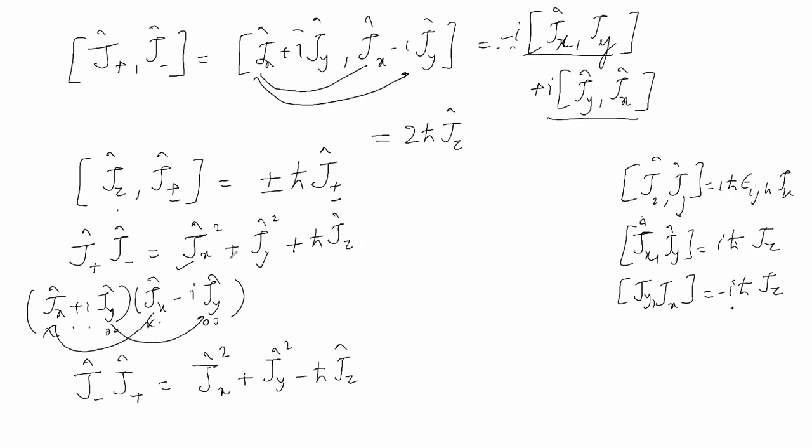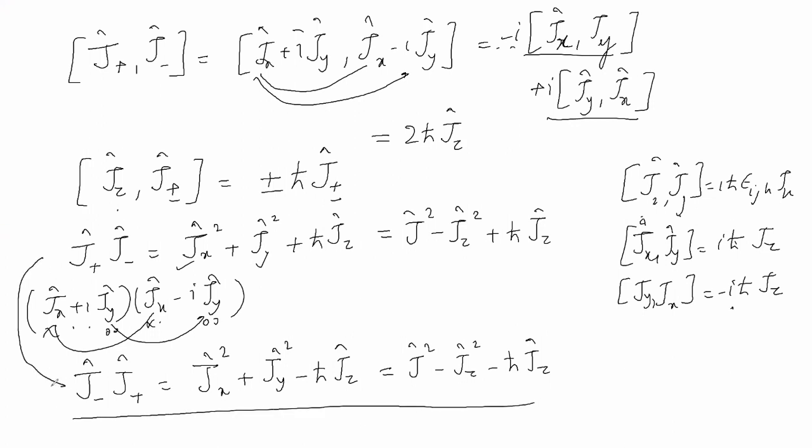And since we know that J square is Jx square plus Jy square plus Jz square, therefore I can write this also as J square minus Jz square plus ħ Jz, and this as J square minus Jz square minus ħ Jz. Okay, this is J square minus Jz square plus ħ Jz, and this is J square minus Jz square minus ħ Jz. Is it clear?